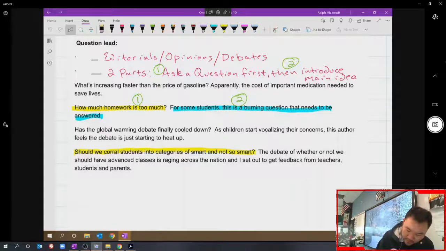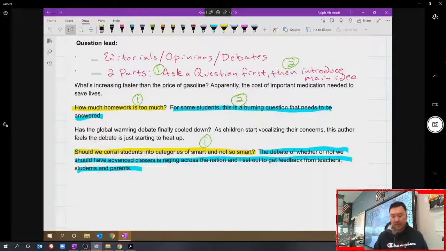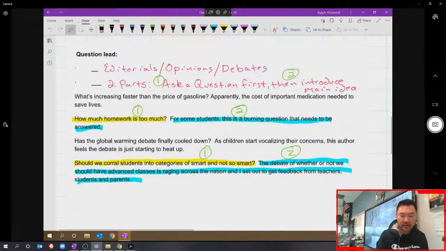First part, question, and then as you look at the second part, this one is well written because this student clearly introduced all of the main points of their article. They are going to present the debate. They're going to present both sides too, because they said whether or not we should have advanced classes. So they're going to be very clear that they're going to present both sides from teachers, students, and parents. Look at that. That is an extremely well-written question lead that leads into the main idea and locks in the rest of the topic.